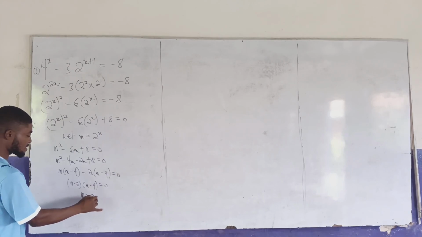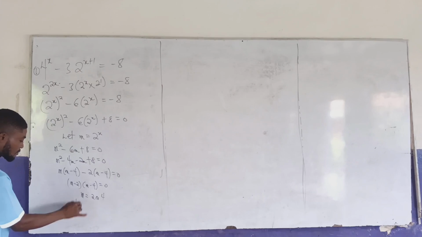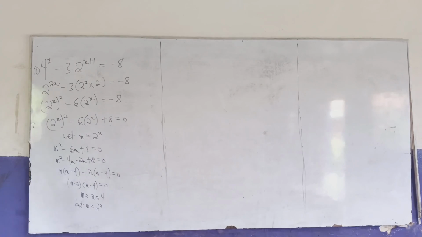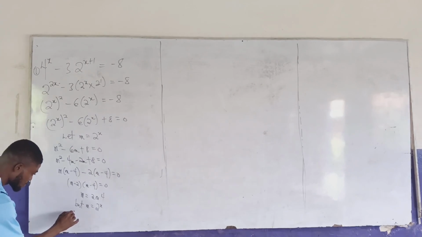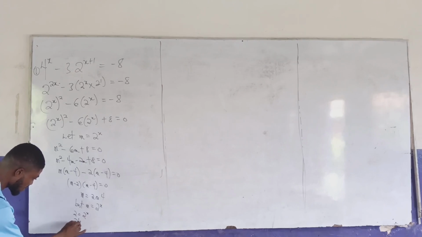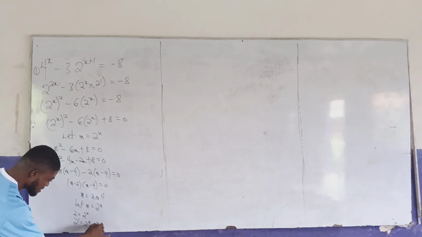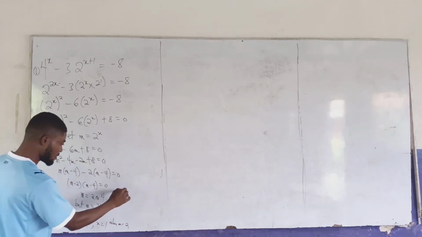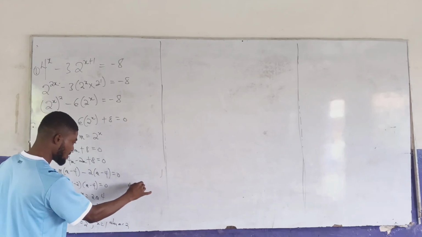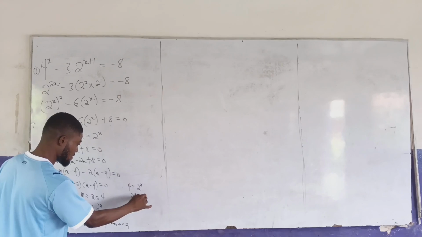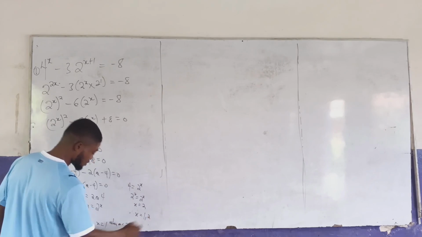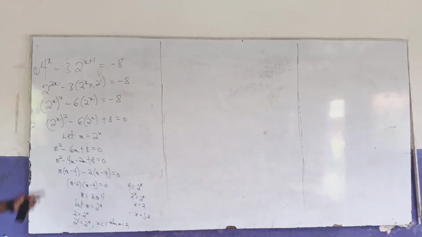m is equal to either 2 or 4, but we said m was equal to 2 to the power x. The original question gave us x, we introduce m. And so when m is equal to 2, then we get 2 to the power x, and then from here, we see this is 2 to the power 1 is equal to 2 to the power x. Therefore, x is equal to 1 when m is equal to 2. And then the second one, when m is equal to 4, 2 to the power x, 2 squared, 2 to the power x, x is equal to 2. Therefore, x is equal to 1 and then 2. That is the answer that we get for question 1.